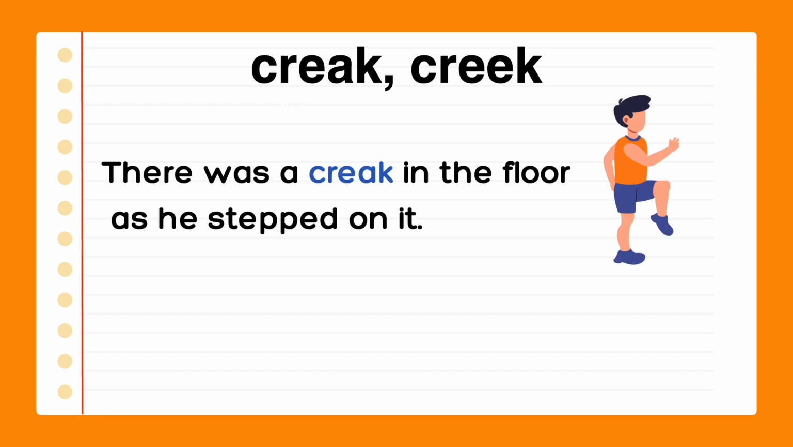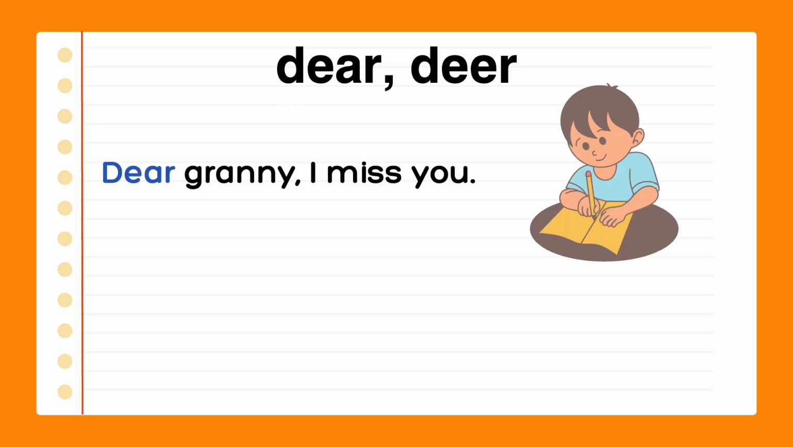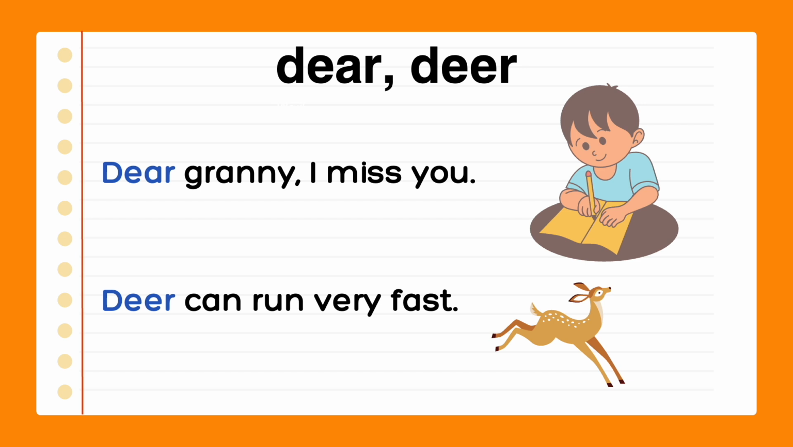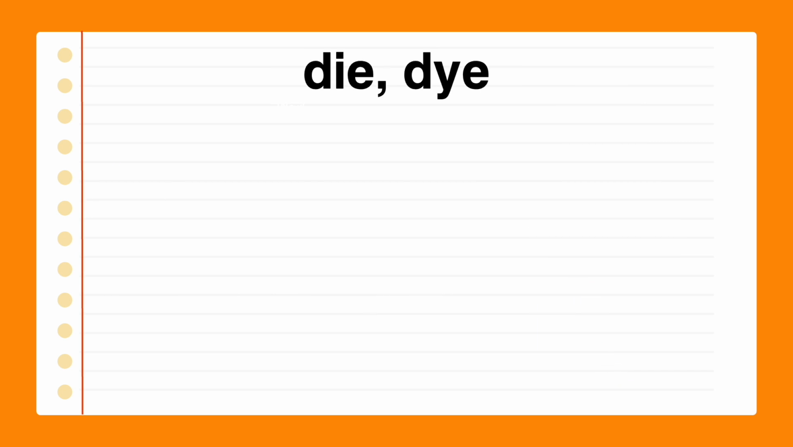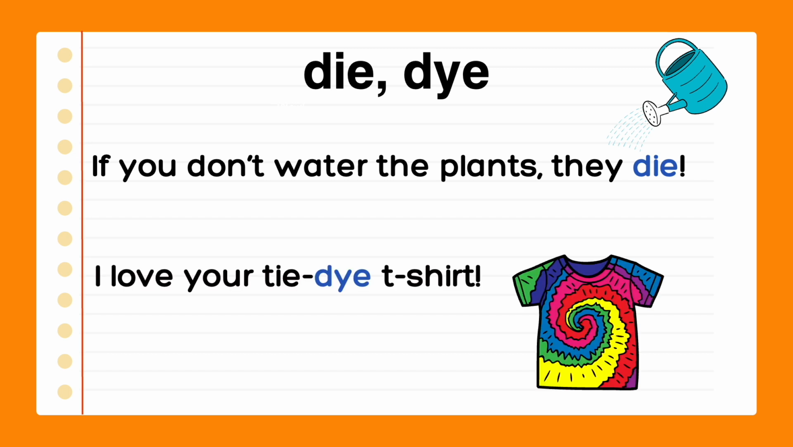Creek. There was a creek in the floor as he stepped on it. Don't bathe in the creek. Water is polluted. Deer. Dear Granny, I miss you. Deer can run very fast. Die. If you don't water the plants, they die. I love your tie-dye t-shirt.